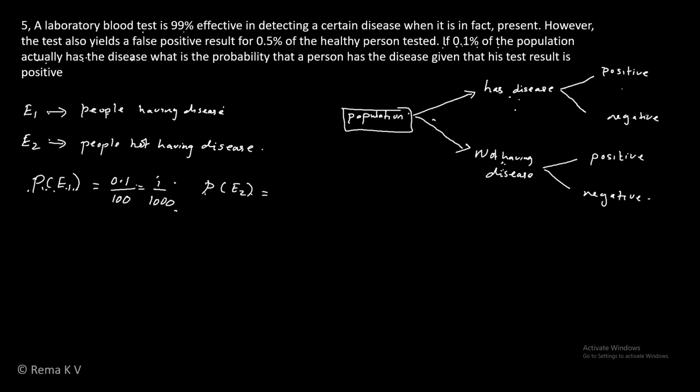It is equal to, see, this is 1 by 1000, so we can write this as 999 divided by 1000. You have to give your response. It is 99.9 by 100, or you can write it as 999 by 1000.